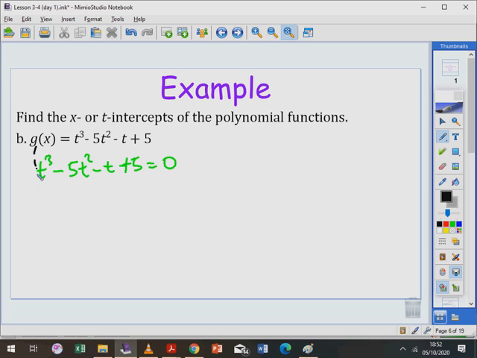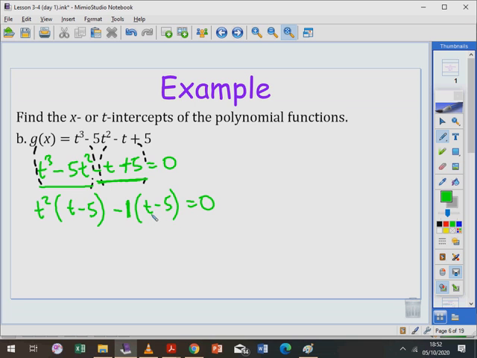If you look at this critically, t cubed minus 5t squared and then minus t plus 5, I can use factorization by grouping. So I can group from these two. I can take out t squared, and then I'll be left with t minus 5. And from these two here, I can take out negative 1, then I'll be left with t minus 5. Because if the negative 1 goes inside, it will give me negative t, and if the negative 1 multiplies the negative 5, it will give me positive 5.